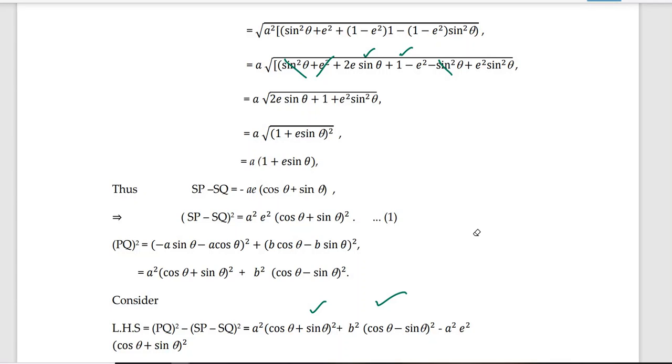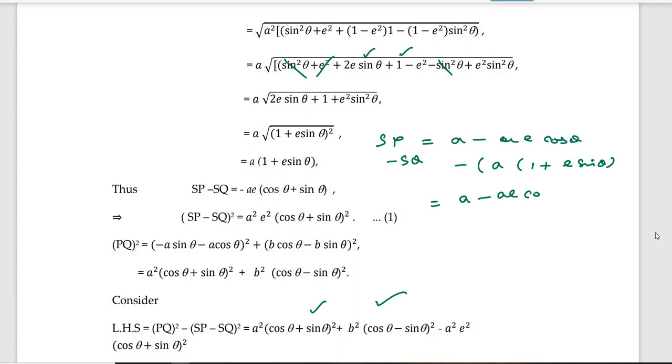We have SP to be A minus AE cos theta, minus SQ. So it is minus of A into 1 plus e sin theta. That means it is A minus AE cos theta minus A minus AE sin theta. Both of them are with the negative sign. So these two will get cancelled, giving minus of AE into cos theta plus sin theta. So SP minus SQ gives us this, and squaring that is what we have.